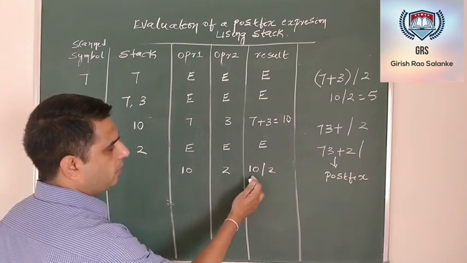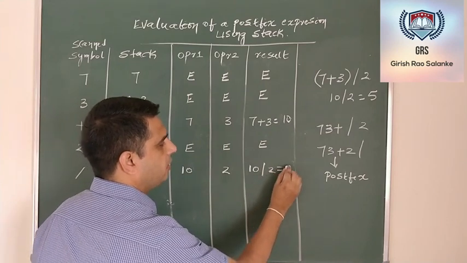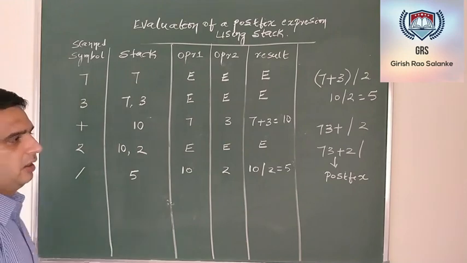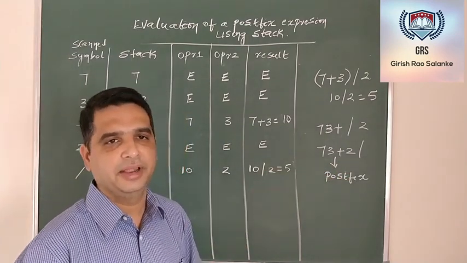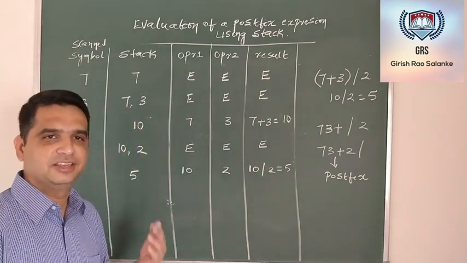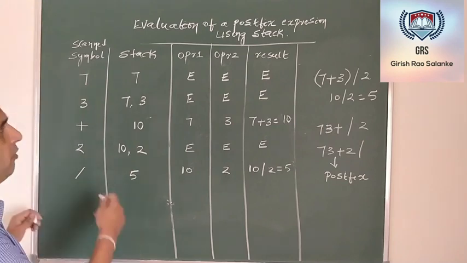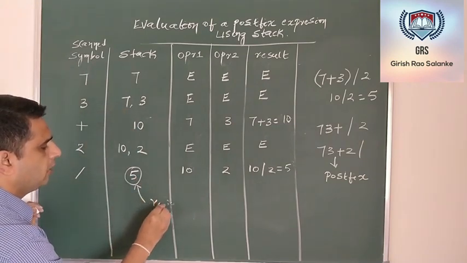Now operand 1, operator, operand 2, perform this operation. 10 divided by 2 is 5. Push this 5 onto your stack. Now after the division operator, there is nothing. That implies I am at the end of step 2. Now come to step 3. Step 3 says pop the content of the stack to get your final answer. Our final answer is there in the stack. Now pop this and this would be your result.